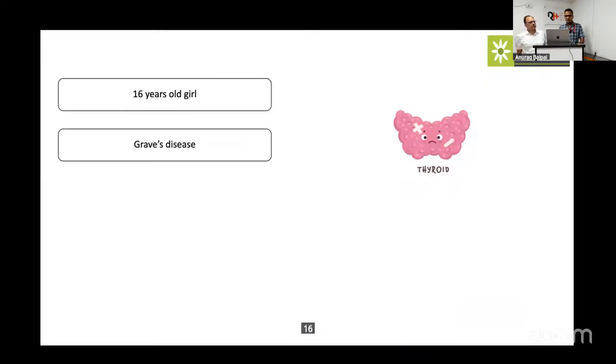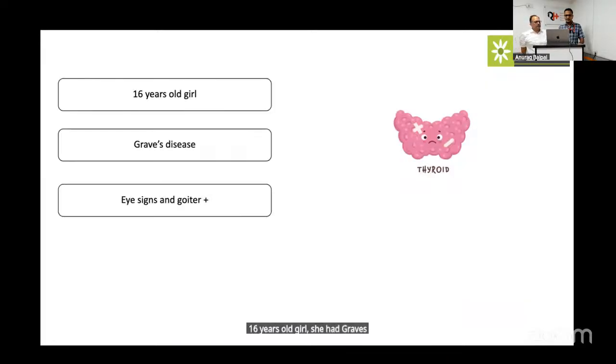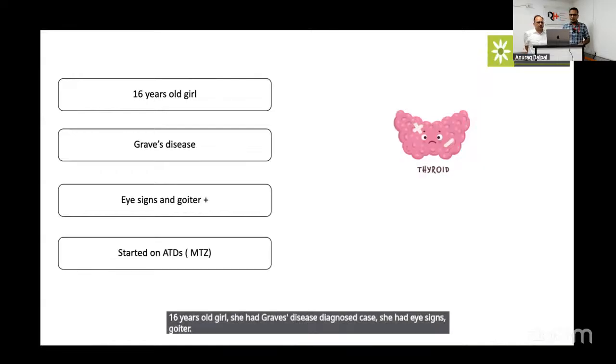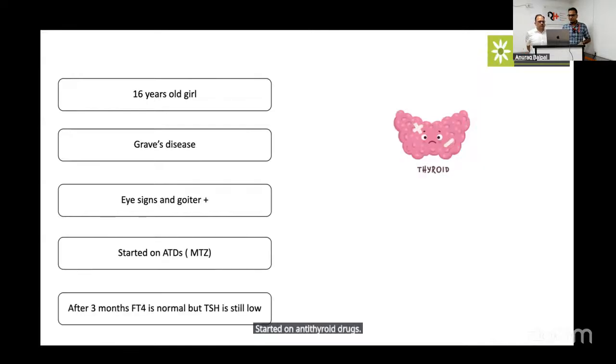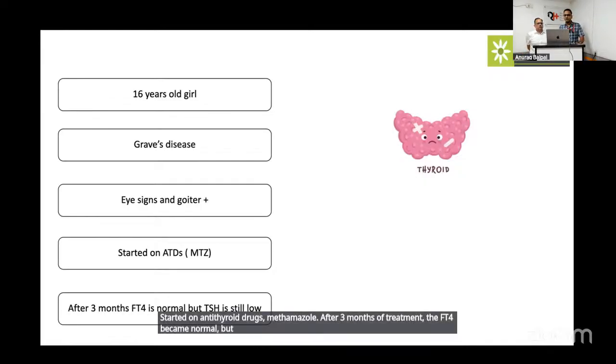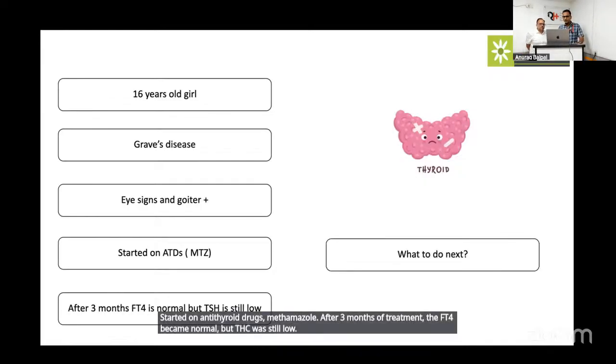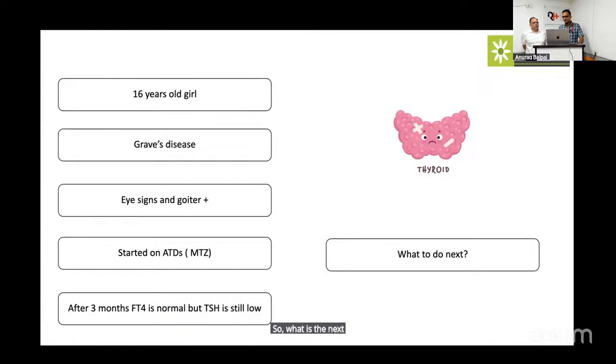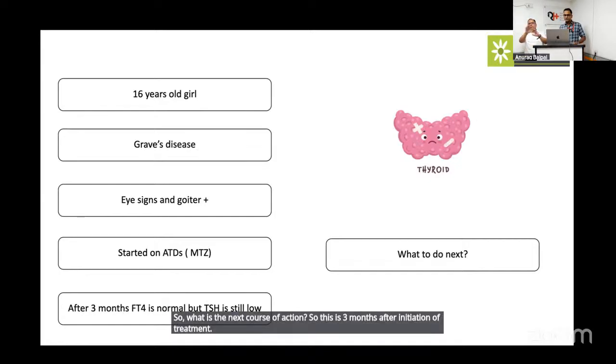16 years old girl, she had Graves' disease diagnosed case. She had eye signs, goiter. Started on antithyroid drugs, methimazole. After 3 months of treatment, the FT4 became normal, but TSH was still low. So what is the next course of action? So this is 3 months after initiation of treatment. So we discussed those scenarios of what should be done.